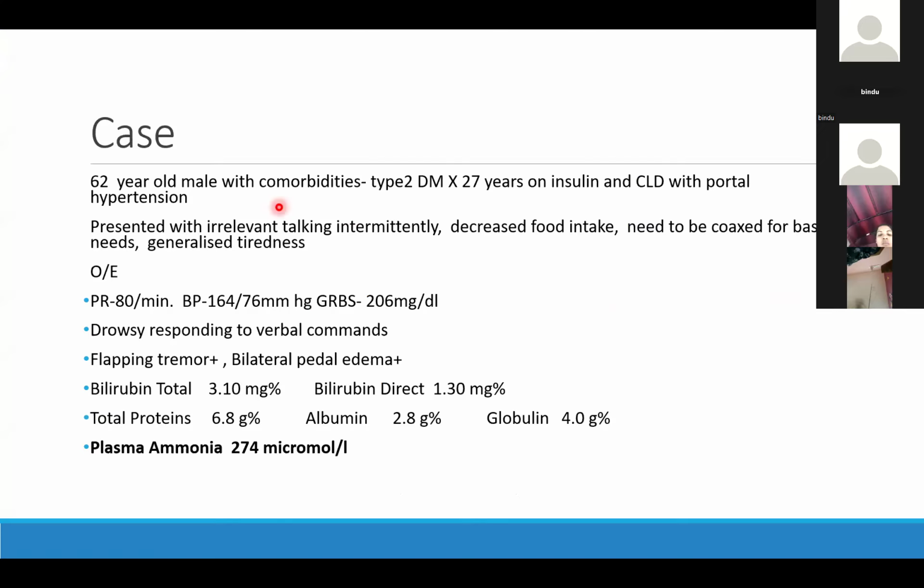So this is a case of a 62-year-old male with comorbidities like diabetes mellitus for 27 years on insulin and CLD with portal hypertension. Presented with irrelevant talking intermittently, decreased food intake, needing to be coaxed for basic needs, and generalized tiredness. On examination, his vitals were normal. GRBS was 206, he was drowsy and responding to commands, had flapping tremor and bilateral pedal edema, minimally elevated bilirubin of 3.1, reduced albumin of 2.8, and plasma ammonia levels were high, 274.